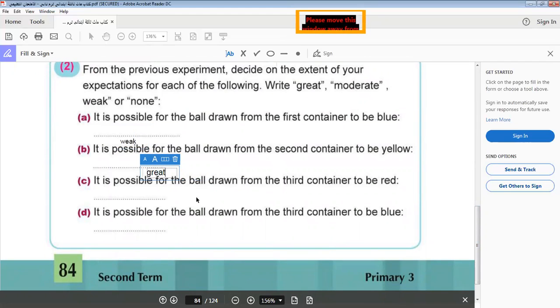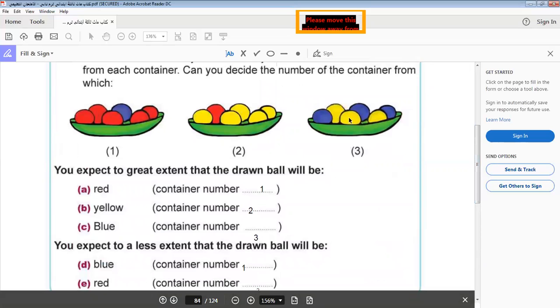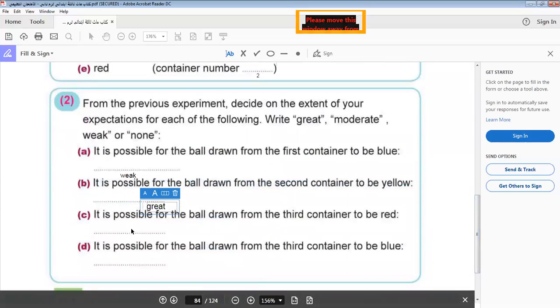It is possible for the ball drawn from the third container to be red. Red? The third one, you don't have red. So I will write none. When you draw a ball blindly, you know that you don't have a red in this container, so it will be impossible, and I will write none.